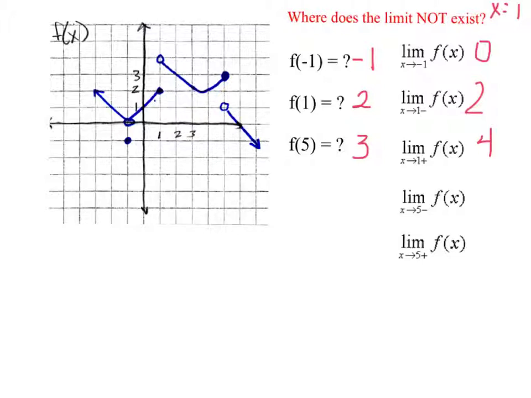Next, 5 from the negative side. So we go to 5 from the negative side. We're coming over here. We're approaching a y value of 3. And finally, approaching 5 from the positive side. We're approaching a y value of 1. And again, you'll see that this is a spot where the limits from the left and right, from the negative and positive side, are not the same. That means at 5, the limit does not exist. So I could add that up here. x equals 5 is the other spot where the limit does not exist.